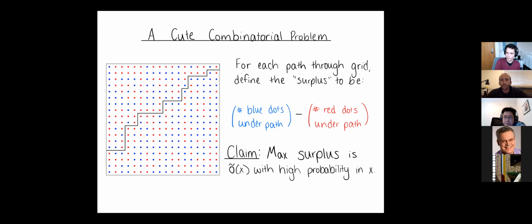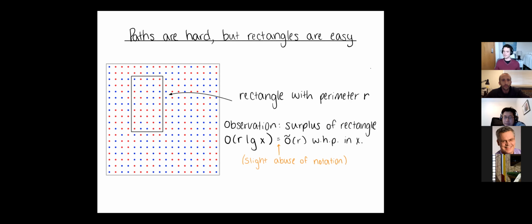Okay, so how can we prove this? Well, this is where we get to do a fun combinatorial argument. Let's start by considering something simpler than paths, which are rectangles. And what makes rectangles simpler is that there's not that many of them. There's only roughly x to the 4th rectangles in our entire grid. And so let's bound the surpluses of rectangles.